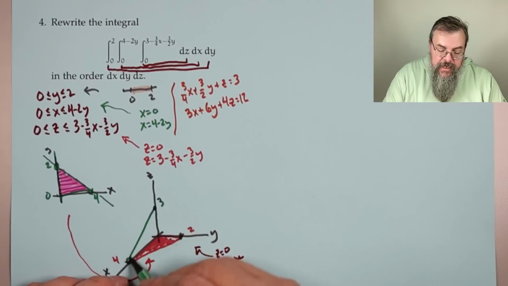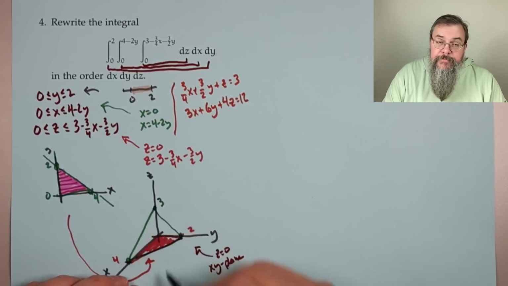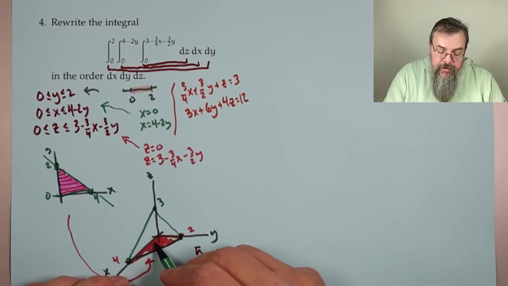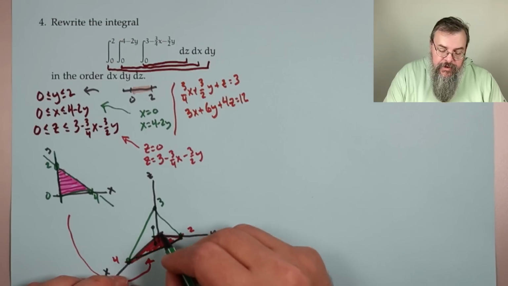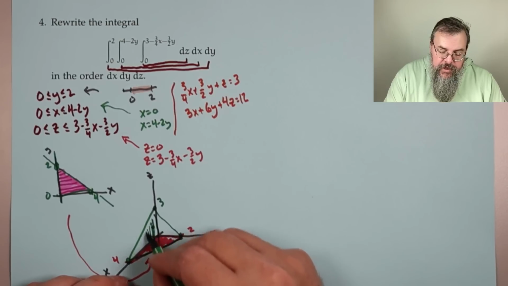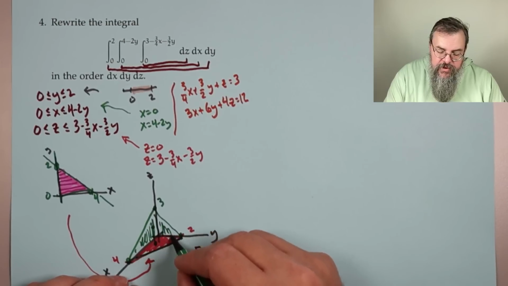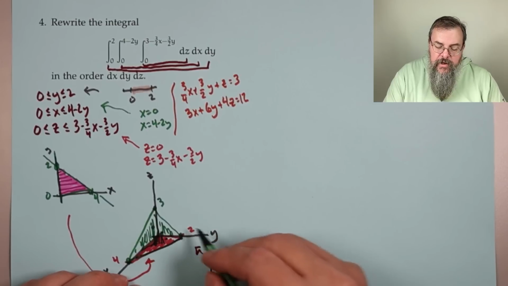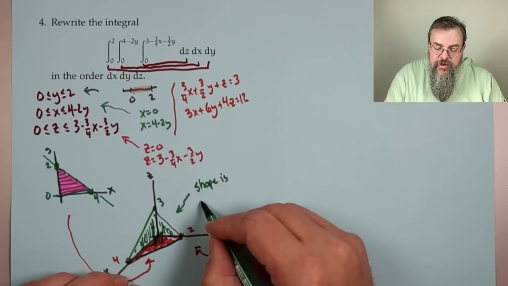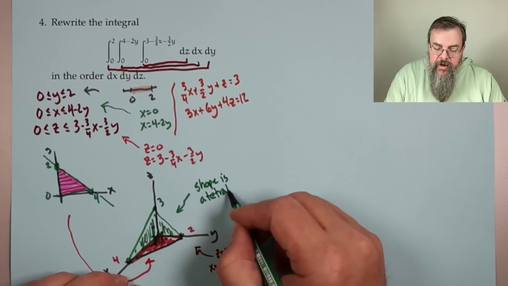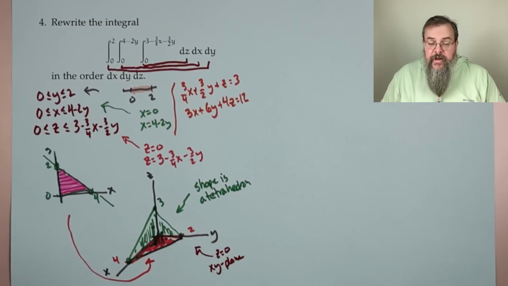So the plane is this plane. And now what's happening is we're going from a point down here up until we hit this plane. And we're doing it for every point in this triangle. So we're going to form this shape. So what's our shape? And we see our shape is a tetrahedron. All right, good.